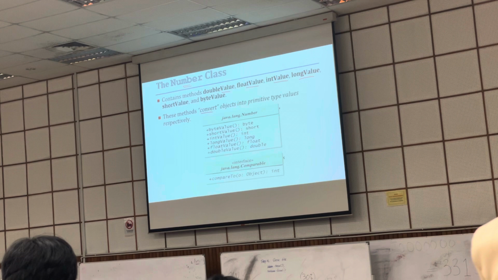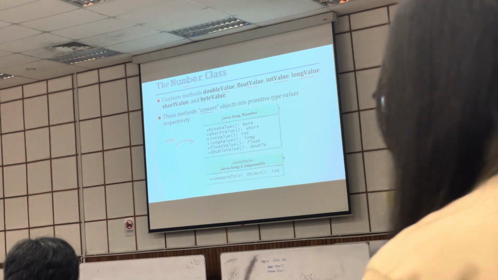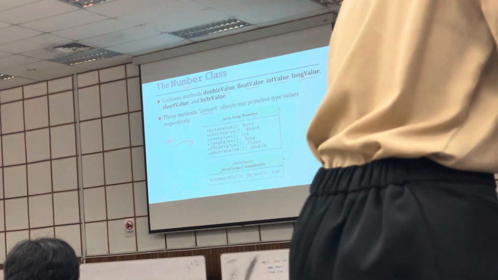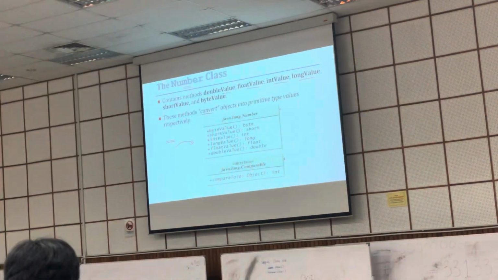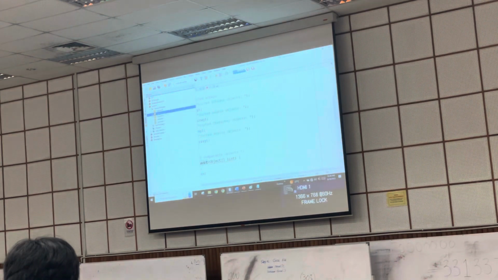What is the purpose of these methods? They can convert an object into a primitive type value respectively. These are methods which convert an object to a primitive type. If you have an object, that means if you created it using a wrapper class, you can convert this one to a primitive type using this method. Okay? So for example, if you see, they have many methods. These are some examples.